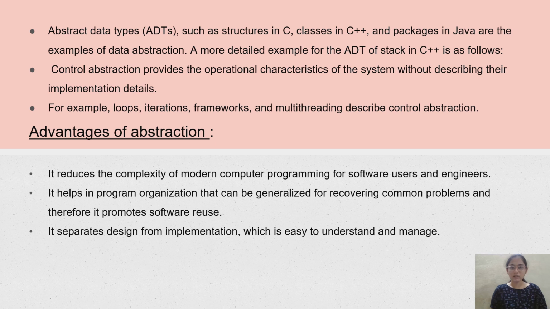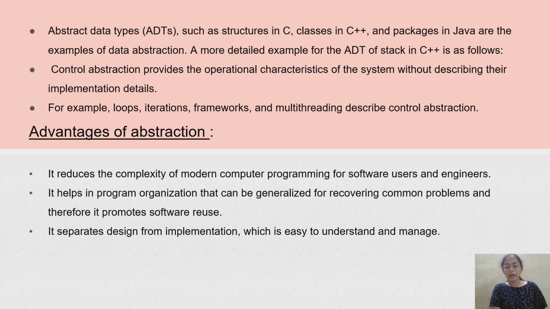ADTs such as structures in C, classes in C++, and packages in Java are examples of data abstraction. A more detailed example for the ADT of the stack in C++ is as follows. Control abstraction provides the operational characteristics of the system without describing their implementation details. For example, loops, iteration, frameworks, and multithreading describe control abstraction.